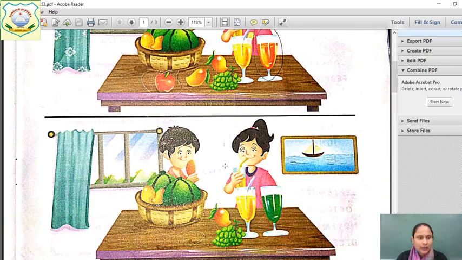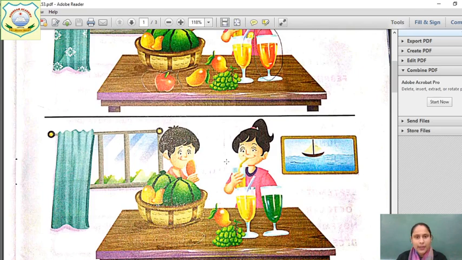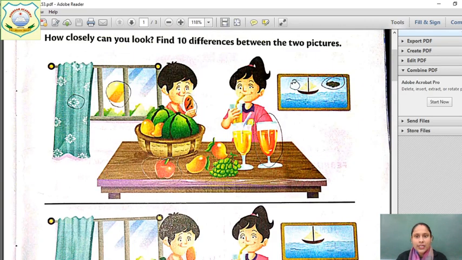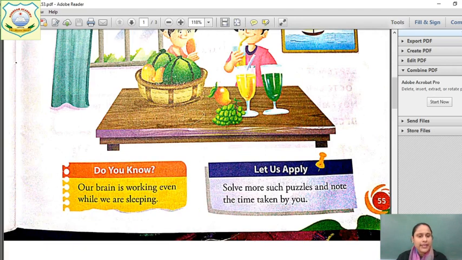Okay, so these are a few differences which we have found in both the pictures. Now the color of the water is also different in both the pictures. So this is again one of the differences between these two pictures. So you can mark it again. So this completes your page number 55.